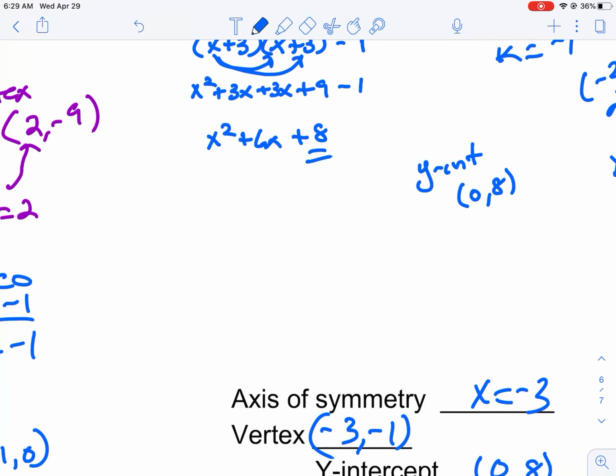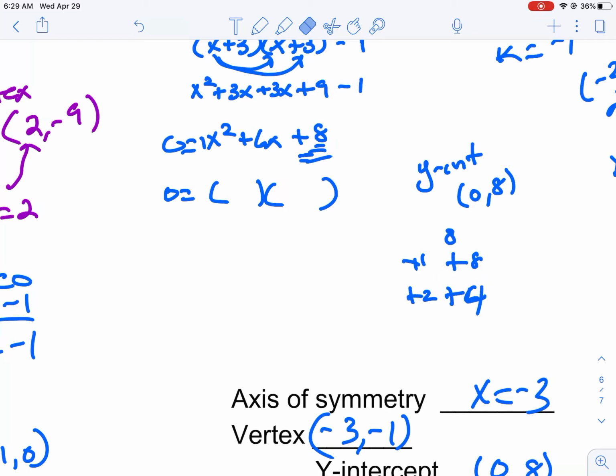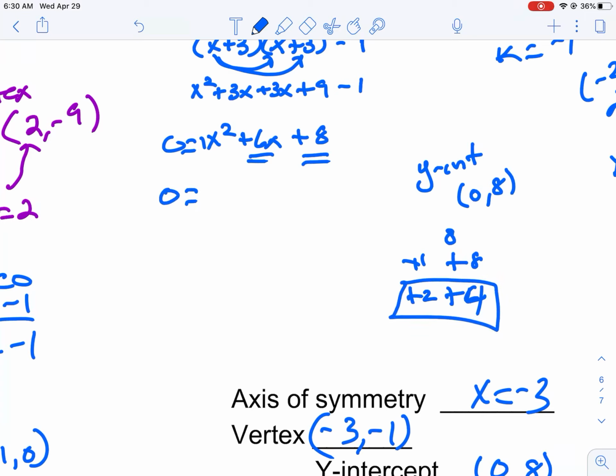And now we take this quadratic, we set it equal to 0, and we factor. 0 equals. 1 times 8 is 8. The factors are 1 and 8, 2 and 4. And they're both positive. How did I know? I'm going kind of quick here, but let me clean up some stuff. The last term is positive, so they're both the same. The middle term is positive, so they're both positive.